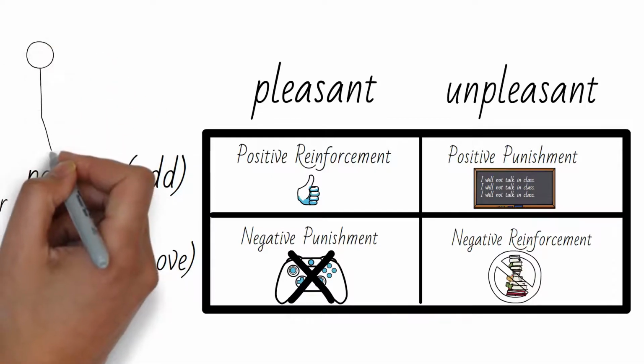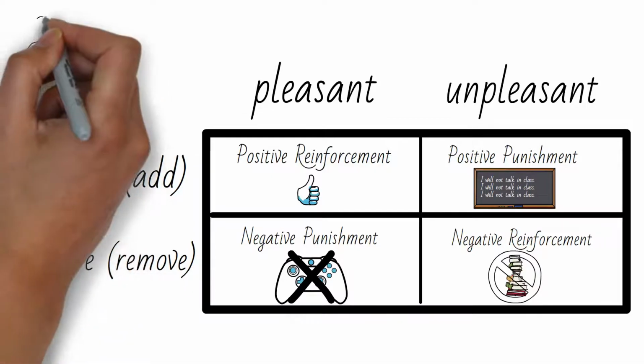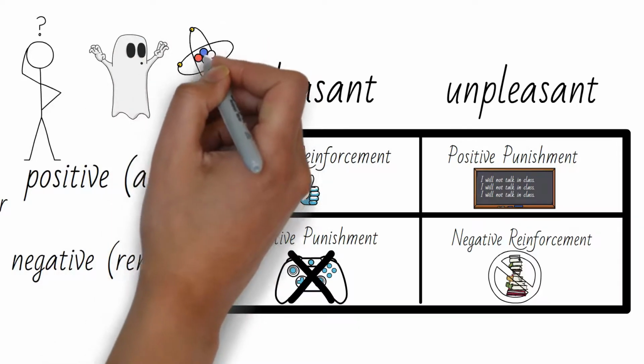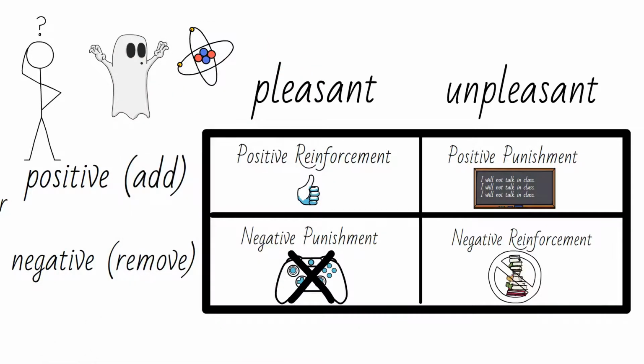Positive punishment and negative reinforcement are often confused, even in popular movies and TV shows. In the movie Ghostbusters and the TV series The Big Bang Theory, the two concepts were misused, although in The Big Bang Theory, a later episode correctly used these concepts.